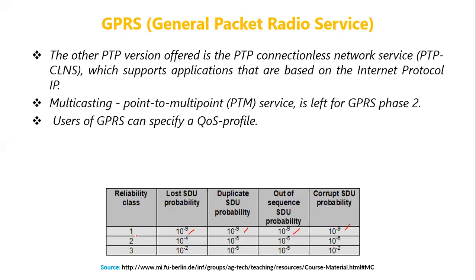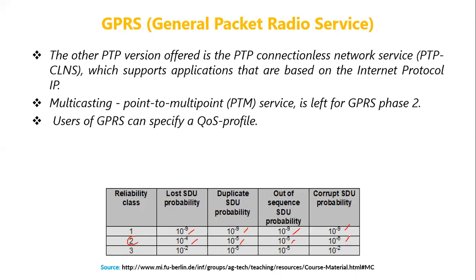And if applications exhibit greater error tolerance, then class 2 would be appropriate. If the applications can do a lot of error tolerance by themselves, then class 2 can be used, which has a loss probability of 10 to the power minus 4, duplicate probability of 10 to the power minus 5, out of sequence probability of 10 to the power minus 5, and corrupt SDU probability of 10 to the power minus 6.